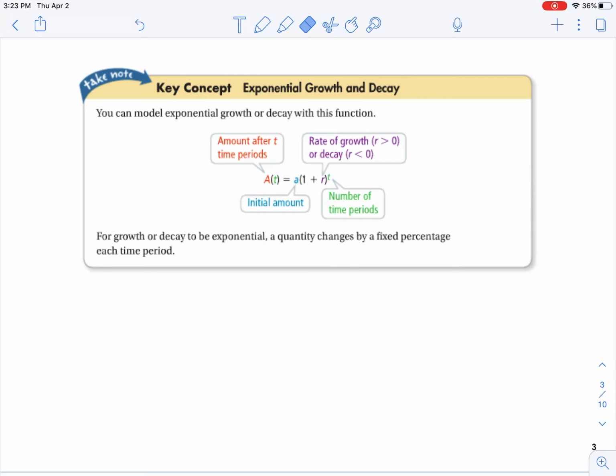And we'll talk in a minute about that 1 plus the R. And then t is our exponent, and that's the number of time periods. Now, the 1 plus R, that is our b value.